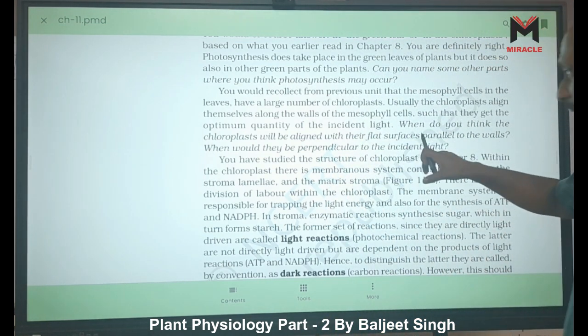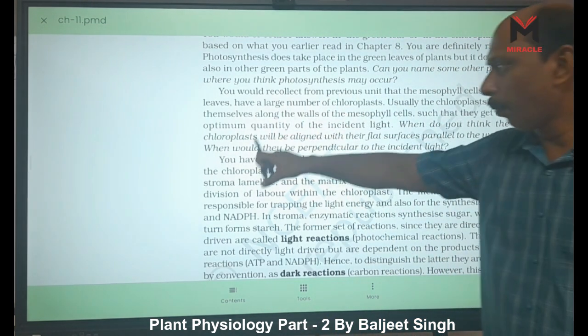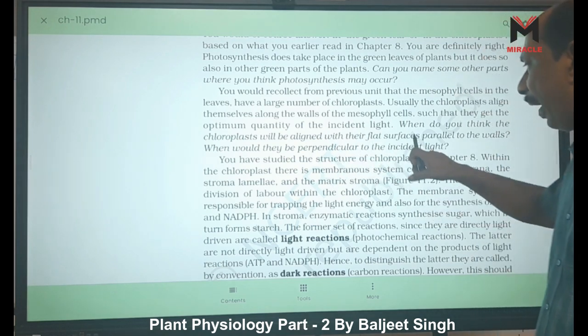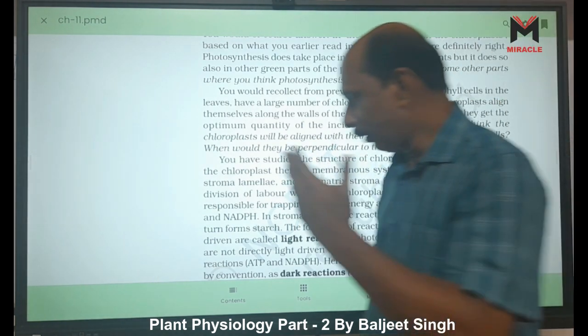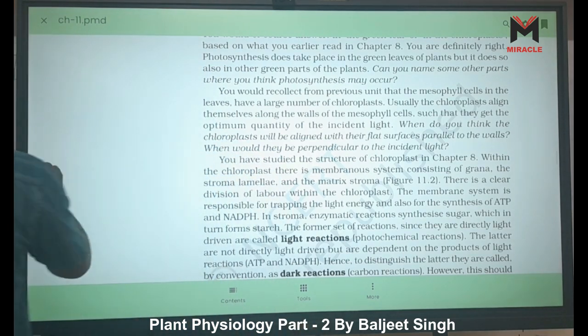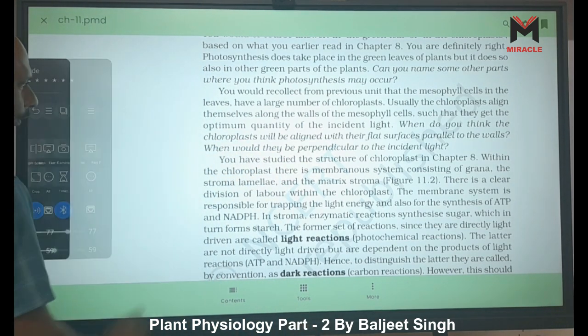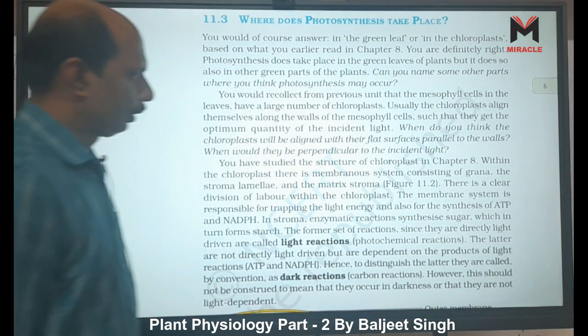Now the question is given here: when do you think the chloroplast will be aligned with their flat surface parallel to the walls? That is the question. Parallel to the walls, right? So look here, for this statement.